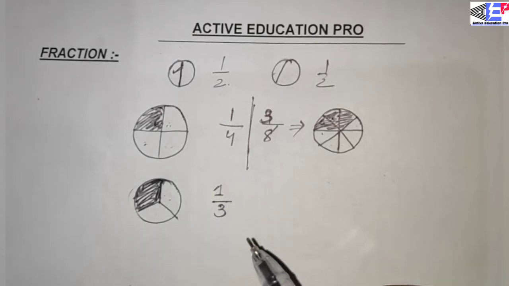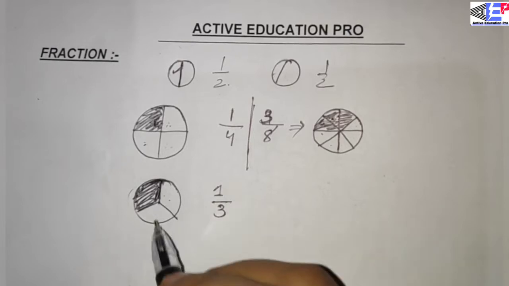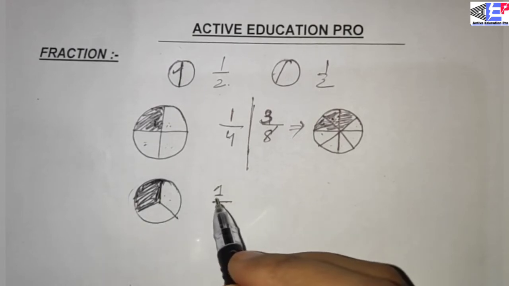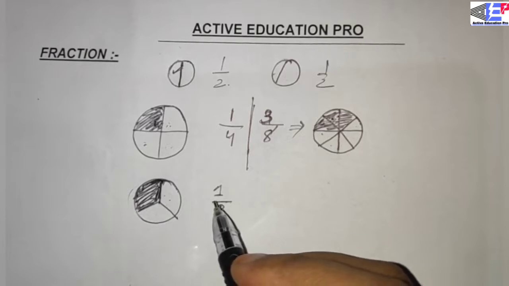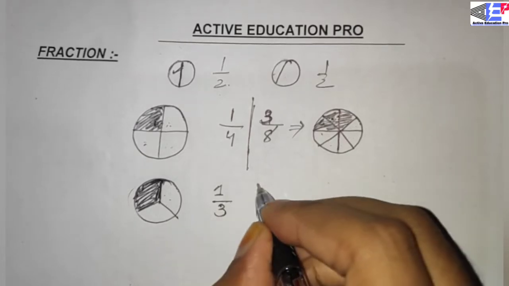In my last video we already talked about numerator and denominator. Denominator means the number of parts it is divided into. So this circle is divided into 3 parts. So the denominator is 3. And 1 is the shaded part: what you want, what you eat and what you have to shade. So 1 is the shaded part. Here it is 1 by 3.